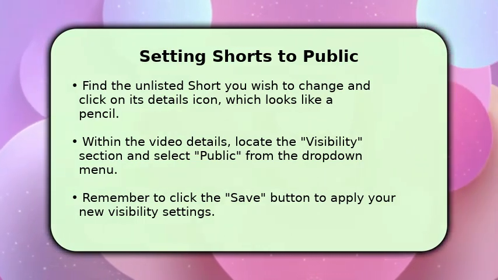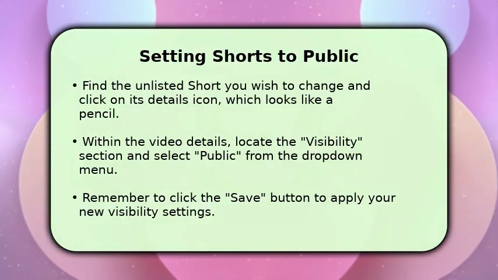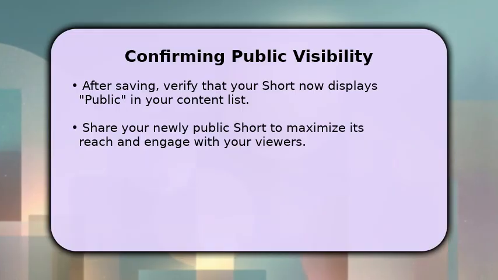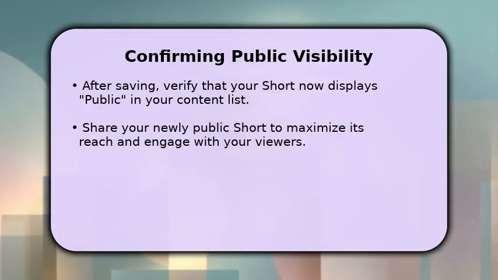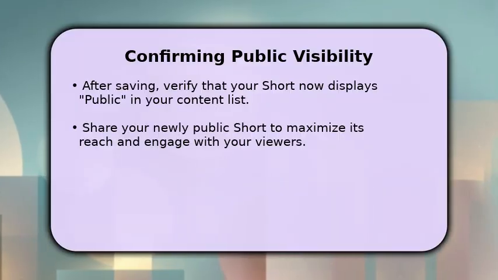Finally, and this is crucial, click the Save button in the top right corner to confirm your changes. Once you have saved your changes, return to your content page in YouTube Studio. You should now see that your short's visibility status has changed to Public. This means it is now discoverable by everyone on YouTube.